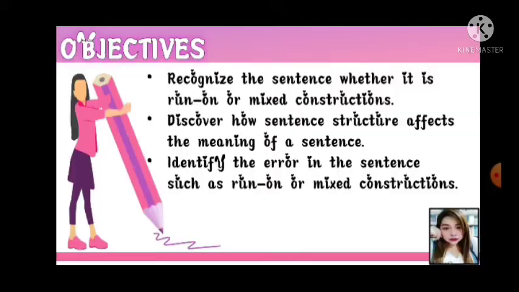For our objectives for this week, we should recognize whether a sentence is run-on or a mixed construction, discover how sentence structure affects the meaning of a sentence, and identify errors in the sentence such as run-on or mixed construction.